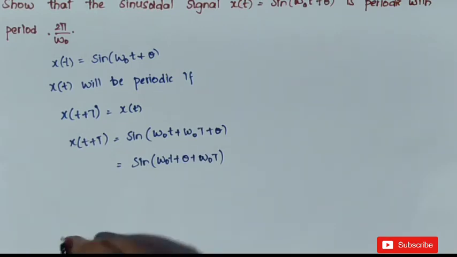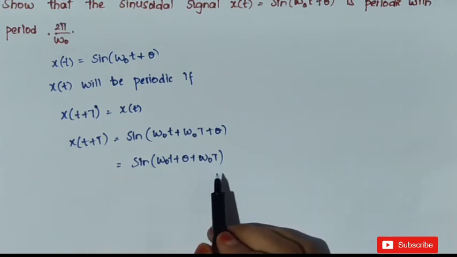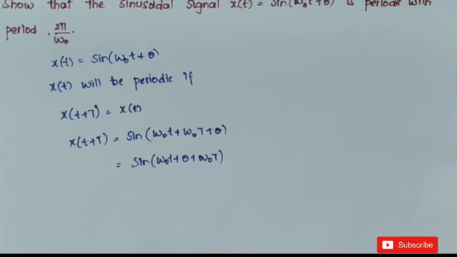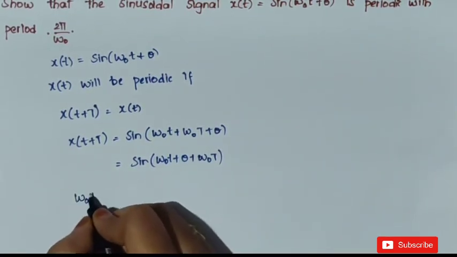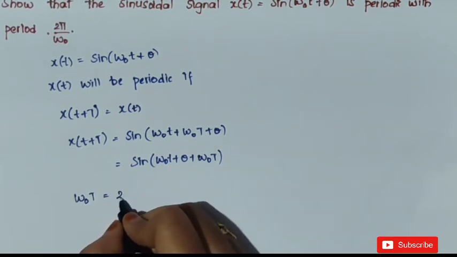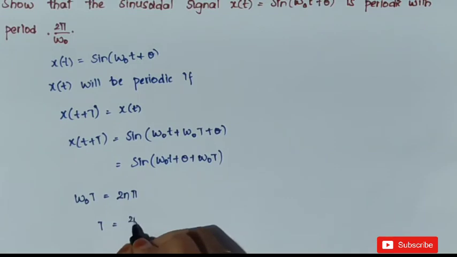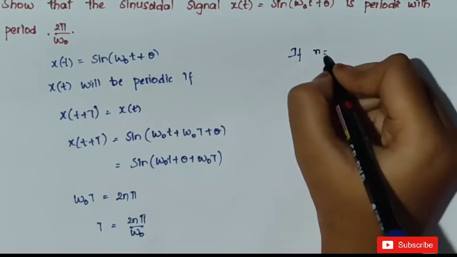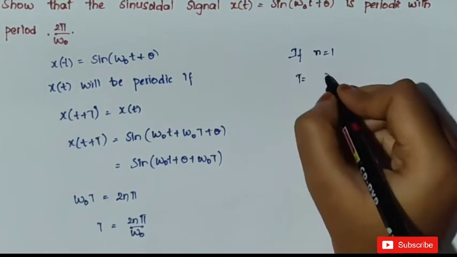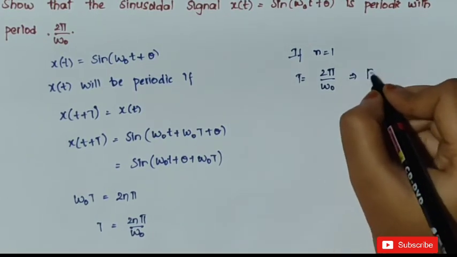When will the value be equal? If omega naught capital T is equal to 0. At what values is omega naught capital T equal to 0? At 2n pi. Omega naught capital T is equal to 2n pi. Therefore T is equal to 2n pi by omega naught. If n is equal to 1, T is equal to 2 pi by omega naught, which is the fundamental period.